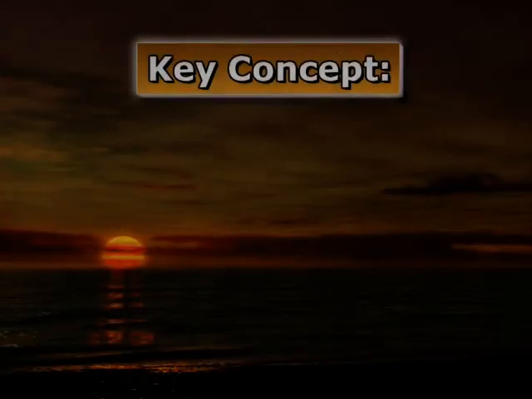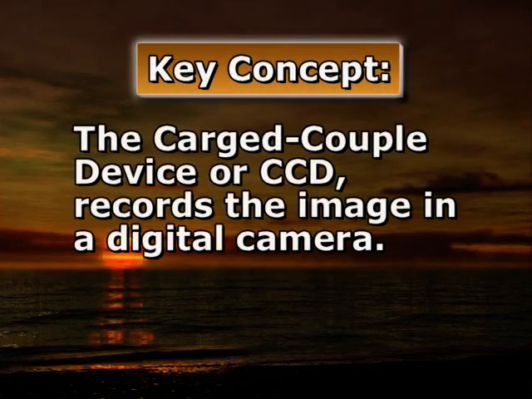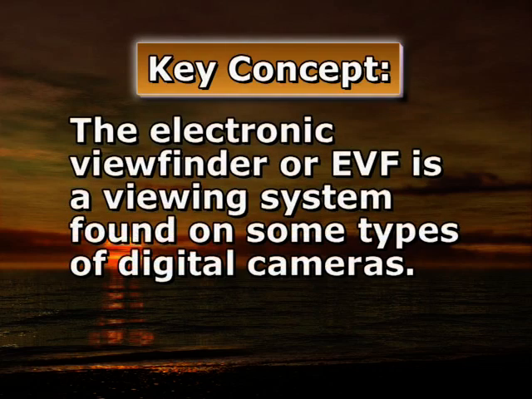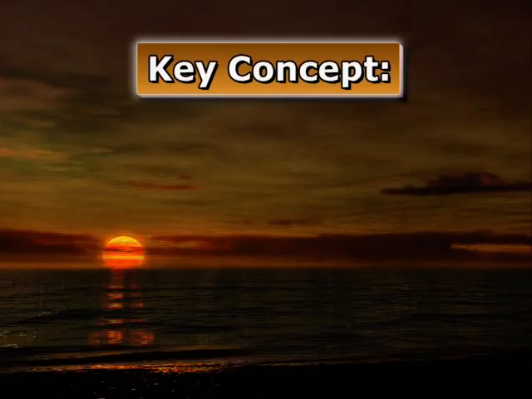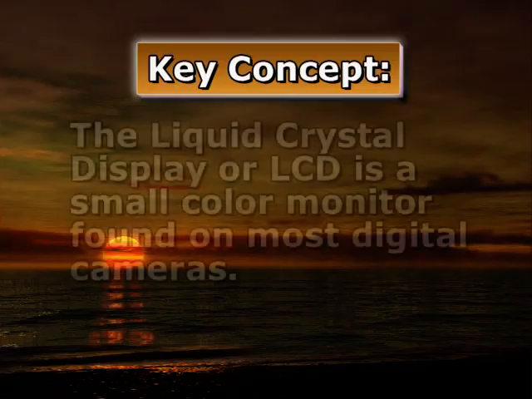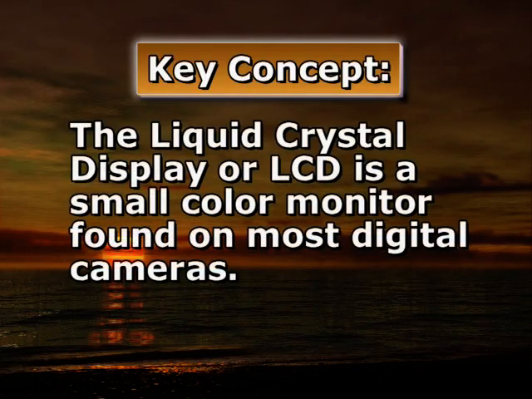Key concept: the charge-coupled device, or CCD unit, records the image in a digital camera. Key concept: the electronic viewfinder, or EVF, is a viewing system found on some types of digital cameras. Key concept: a pixel is the smallest element within the digital image. Key concept: the liquid crystal display, or LCD, is a small color monitor found on most digital cameras.